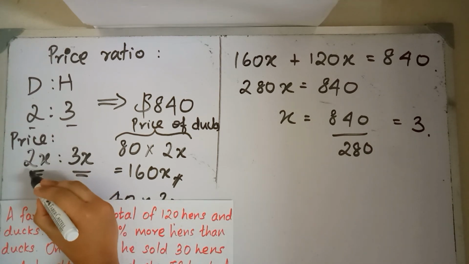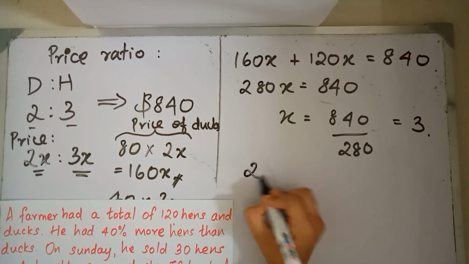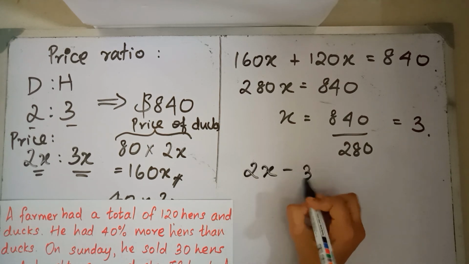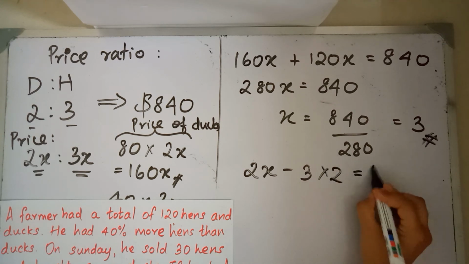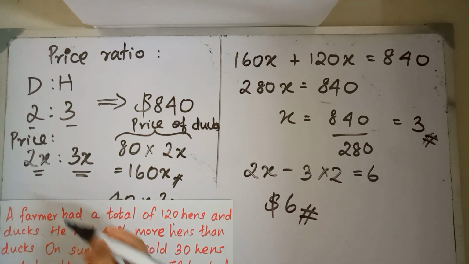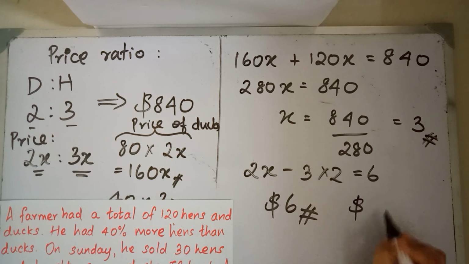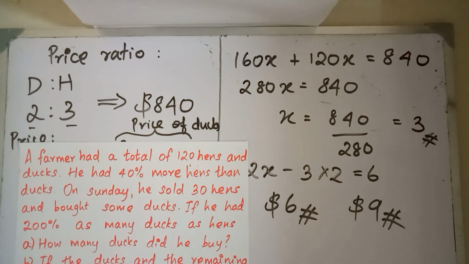The ratio states 2x:3x. So the sale price of ducks will be 2x, which is 3 into 2, and that gives 6. So the sale price of ducks is $6. Likewise, the sale price of the hens will be 3x, and that is $9. So this is the common type of question asked in placement companies. So you have to solve it systematically in such a manner.